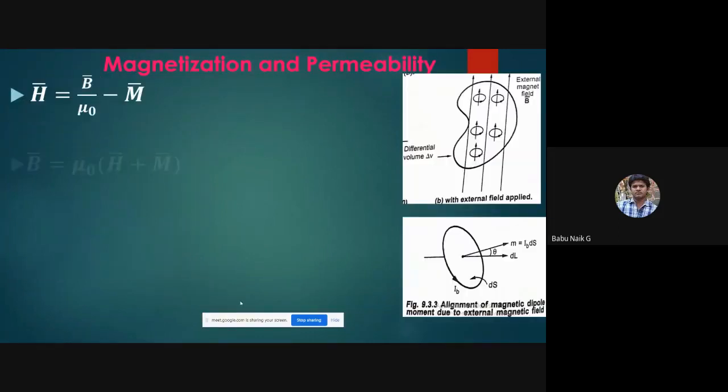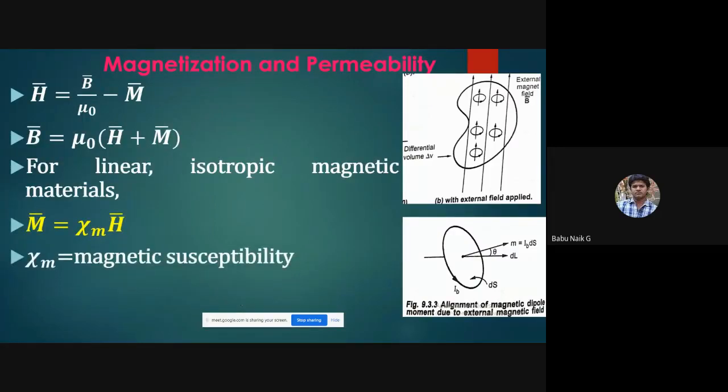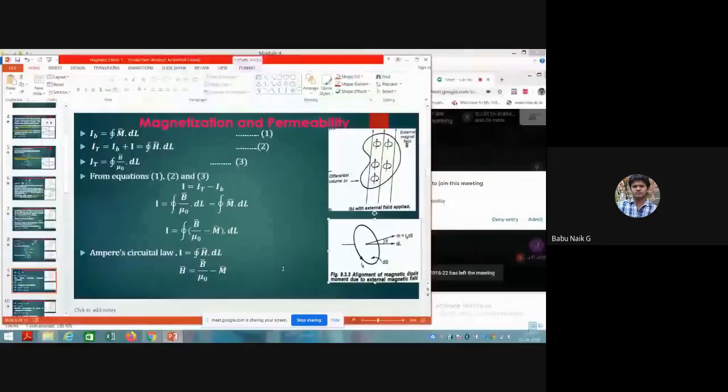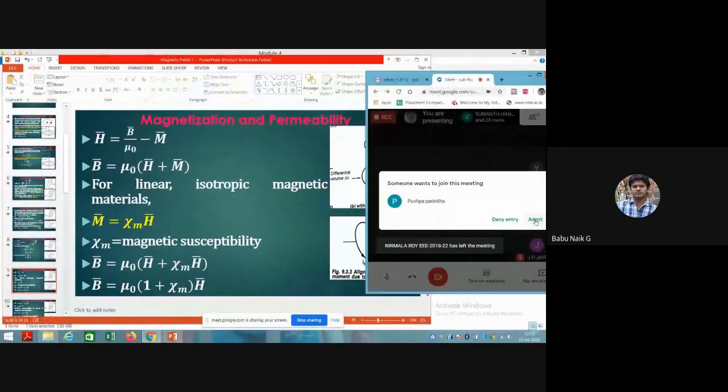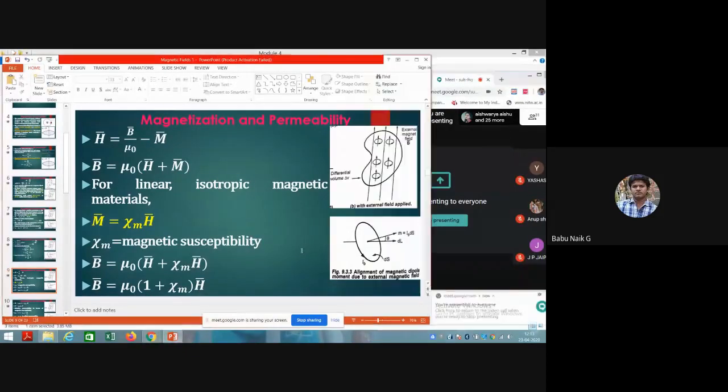And then we have seen that final conclusion with susceptibility, that is magnetization, which is chi_m times the magnetic field. After taking this magnetization and substituting here, we get the magnetic flux density, which is mu naught times (1 plus chi_m) times the magnetic field intensity.